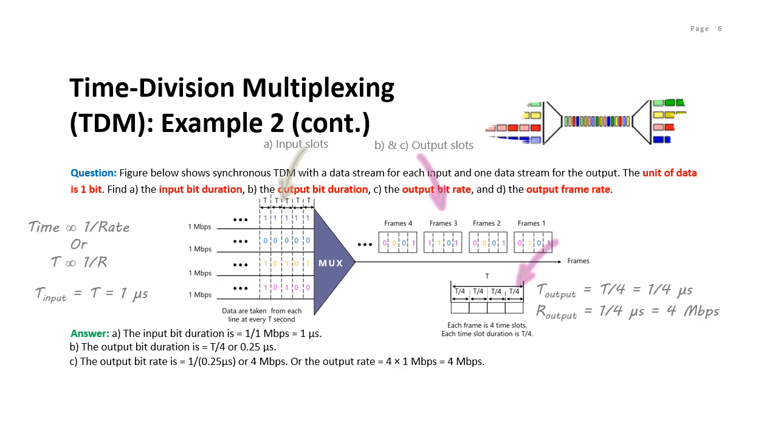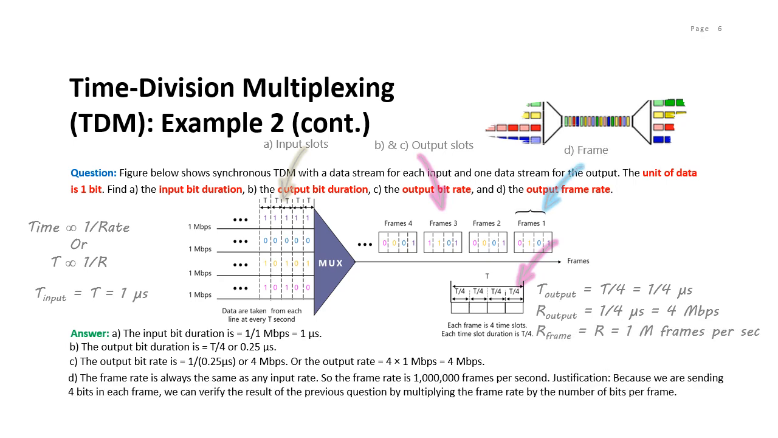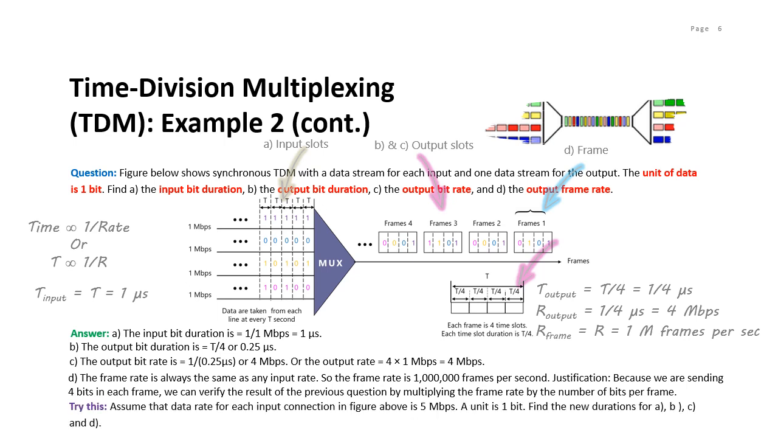For D, the frame rate is always the same as any input rate. So the frame rate is 1 million, or 1 times 10 to the power of 6 frames per second. Because we are sending 4 bits in each frame, we can verify the result of the previous question by multiplying the frame rate by the number of bits per frame.